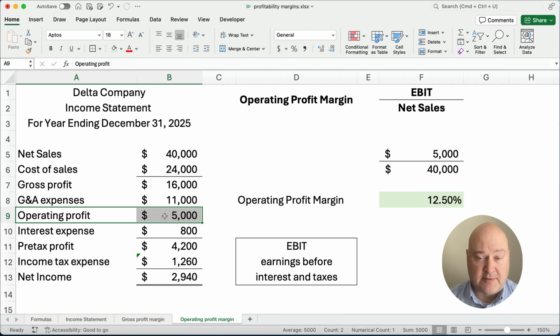So our first profit is gross profit, and now we subtract out our general and administrative expenses, our G&A expenses, and we get an operating profit. So this is the profit percentage that we've made before we pay any interest or we pay any taxes.